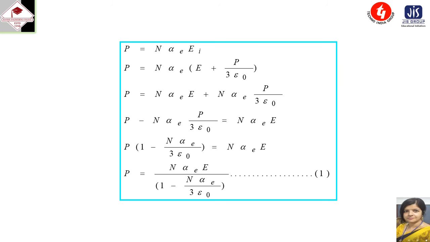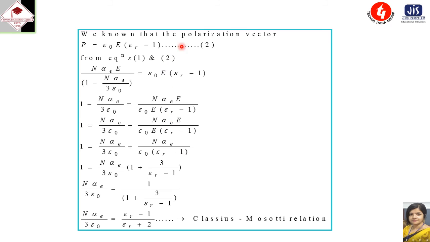So ultimately we can find the expression of P as N alpha_e into E divided by 1 minus N alpha_e by 3 epsilon 0. This is the expression of P, equation 1. We know that the polarization vector P equals epsilon 0 E into epsilon_r minus 1, which we take as equation 2.